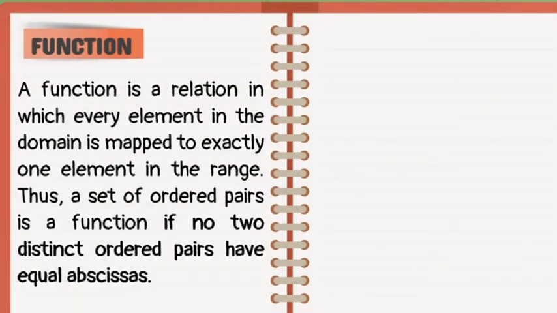Next, now let's proceed to the function. So, tapos na tayo sa relation, doon na tayo sa function. A function is a relation in which every element in the domain is mapped to exactly one element in the range. Thus, a set of ordered pairs is a function if no two distinct ordered pairs have equal abscissas. So, hindi masasabi na function kapag ka meron tayong equal abscissas o yung magkamukha ng x. So, yung function, ito ay isang klase ng relation. So, tandaan, yung function ay isang relation siya.